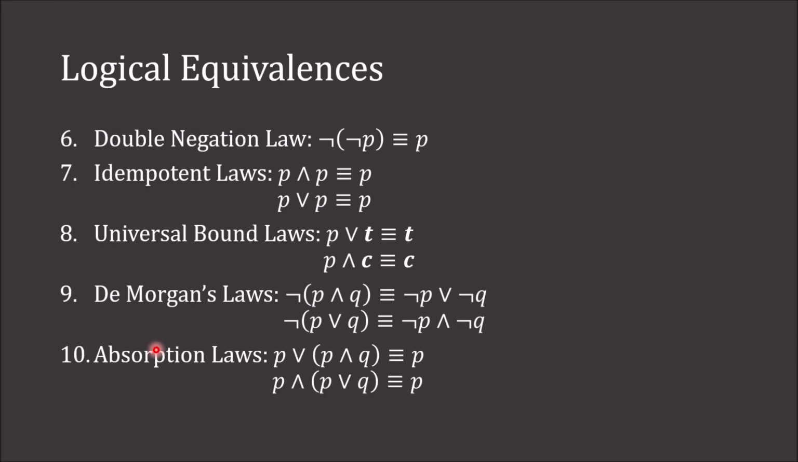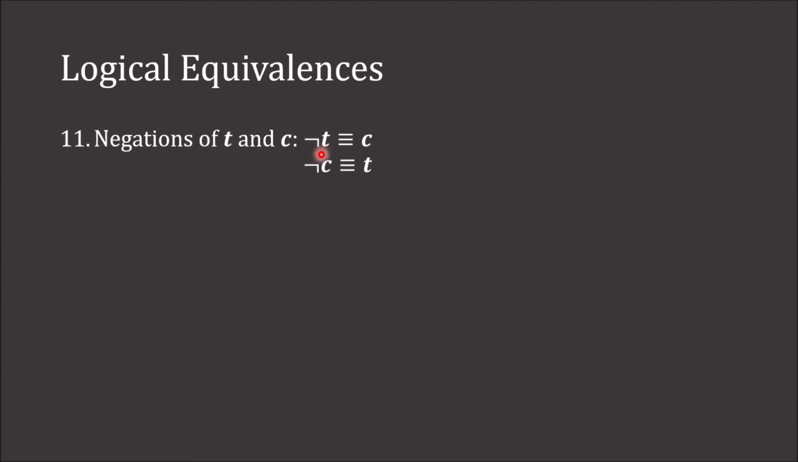The absorption laws. P or (P and Q) results in P. P and (P or Q) also results in P. And finally, the negations of a tautology and a contradiction. The negation of a tautology results in a contradiction. The negation of a contradiction results in a tautology. Verifying all 11 of these laws simply involves creating a truth table like we did in the previous example, and so this will be left for the viewer to do.